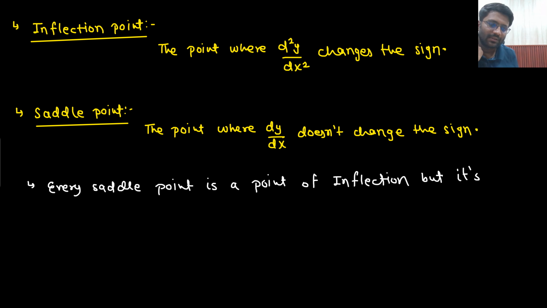But not vice versa. What is the meaning of vice versa? That means the statement cannot go otherwise. Or let's write down: but every point of inflection is not a saddle point.